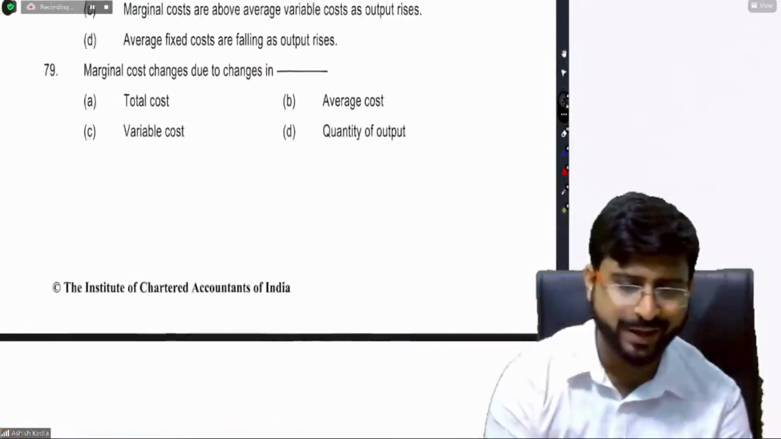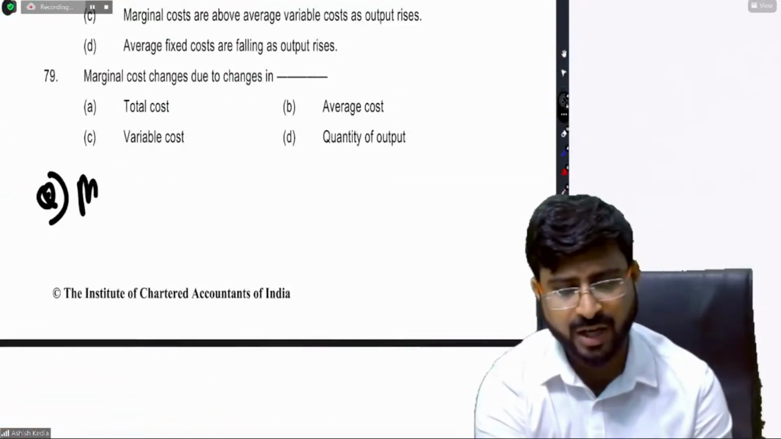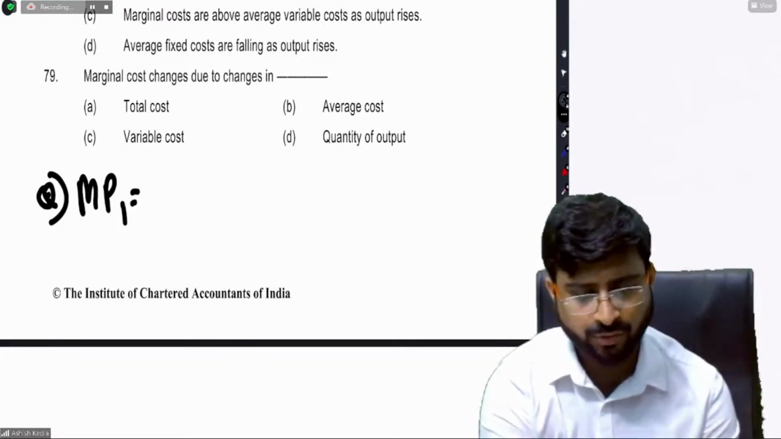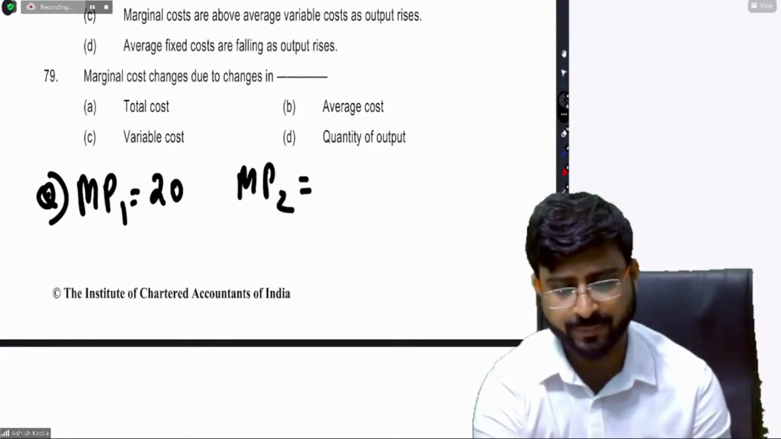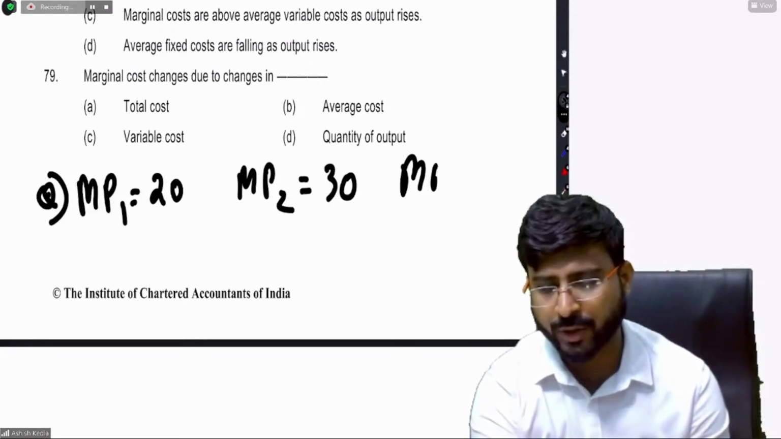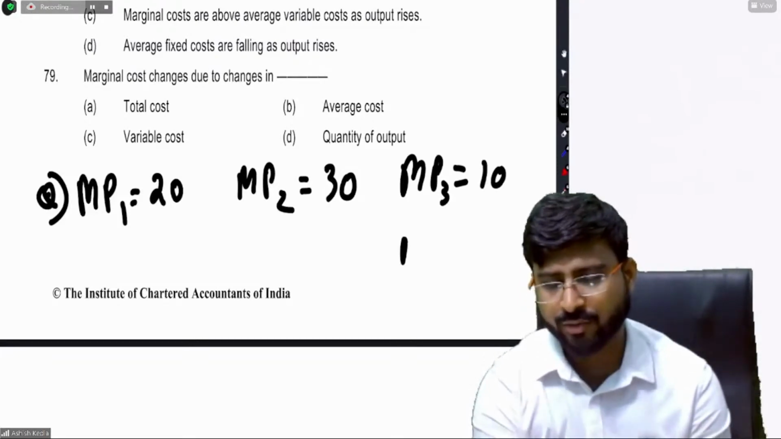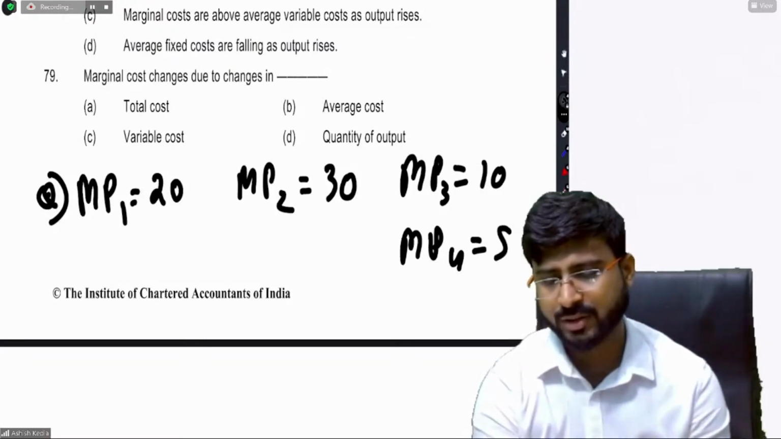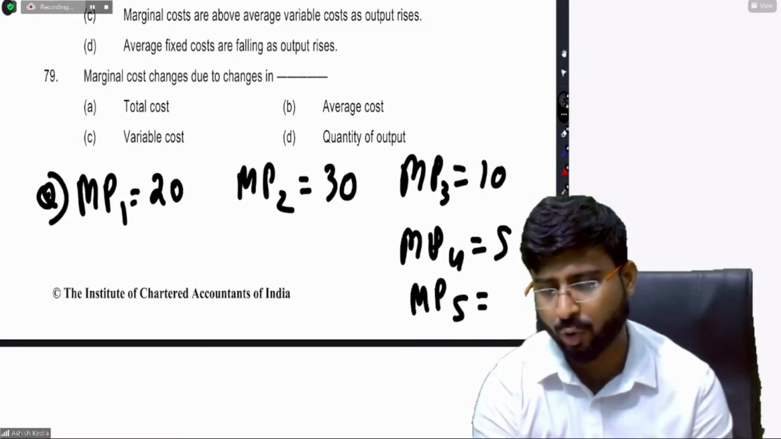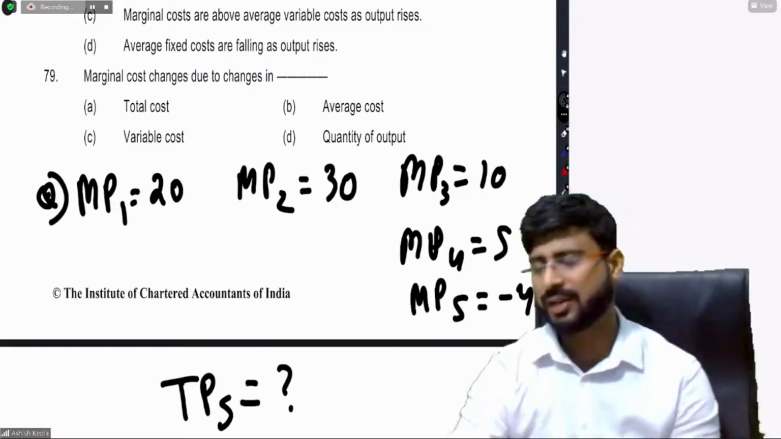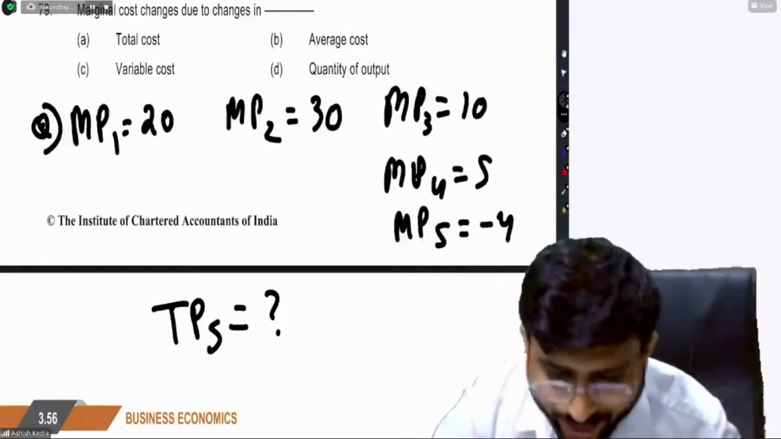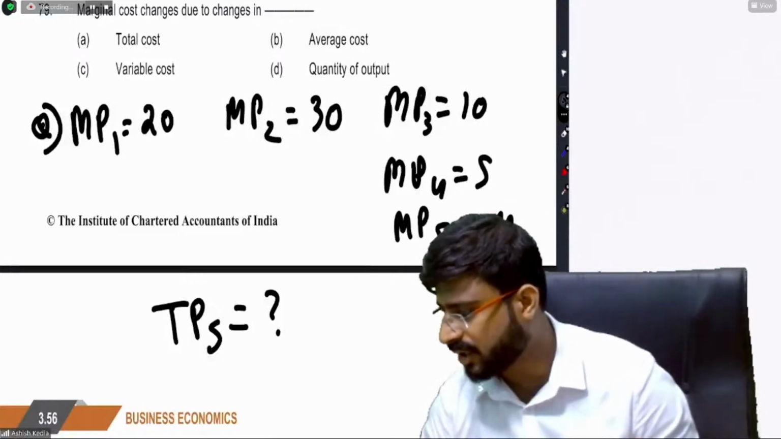Okay. One more question I have, that if marginal product of first unit is 20, marginal product of second unit is 30, marginal product of third unit is 10, fourth unit is 5, fifth unit is minus 4. What is the total product at 5 units? Come on, answer me this one. A good question asked. Come on, everyone, answer me.